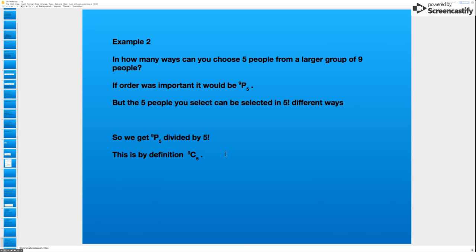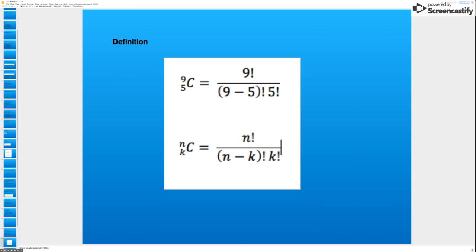And this is the definition of 9C5. So 9C5 is 9 factorial over 9 minus 5 factorial. That is just 9P5, where order is important, and then we just divide it by 5 factorial. If it's nCk, it's n factorial over n minus k factorial, divided by k factorial again.